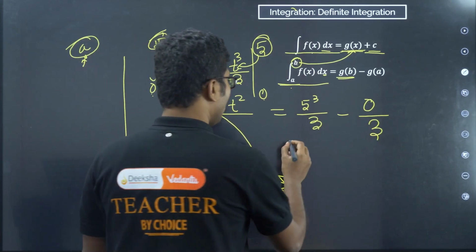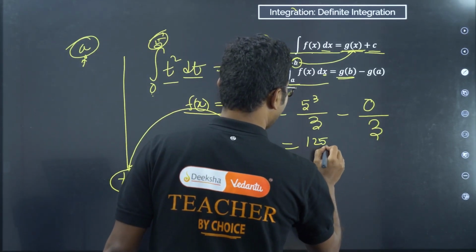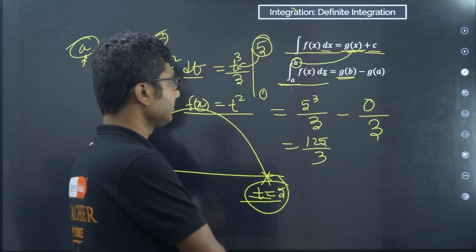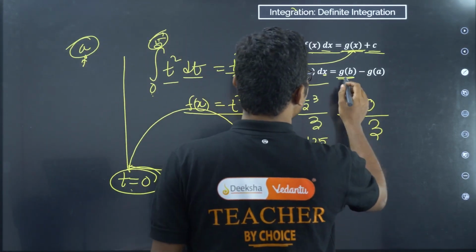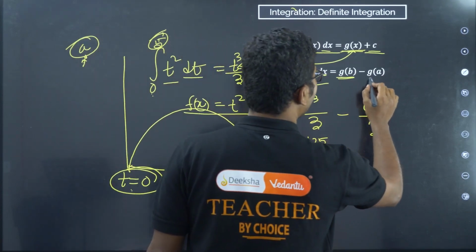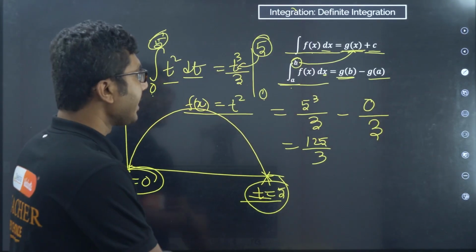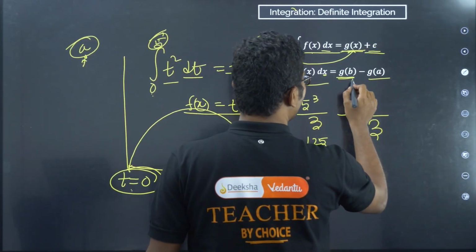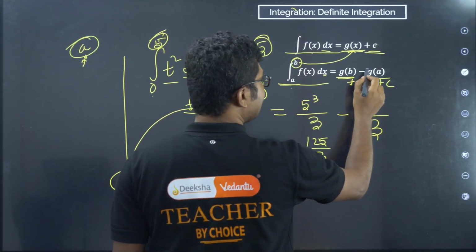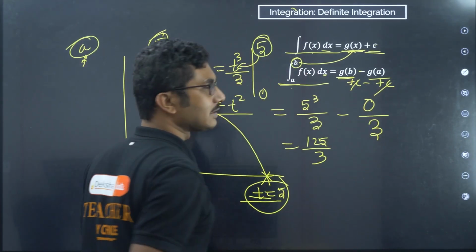Understood? So 125 divided by 3. This is the answer. Okay. So similarly here also we will put the value for b and we will put the value for a. Now this constant was here also, same constant over here also, but there is a negative sign. So these two constants cancel each other.